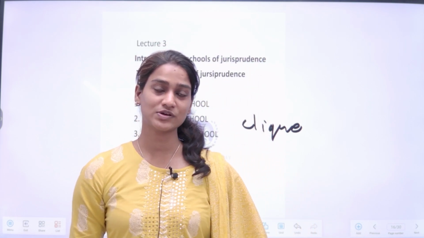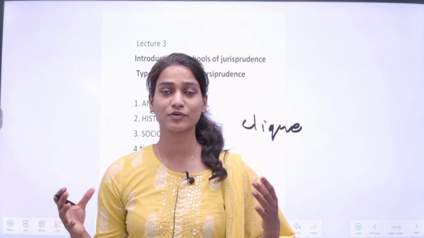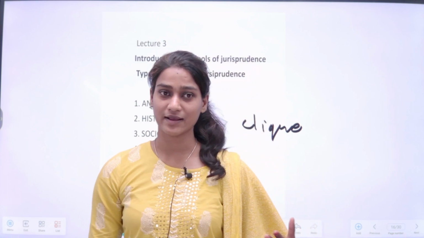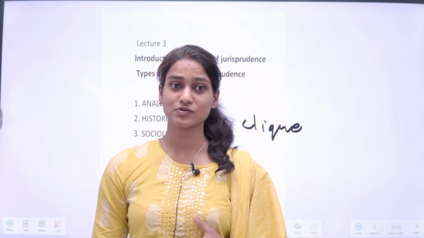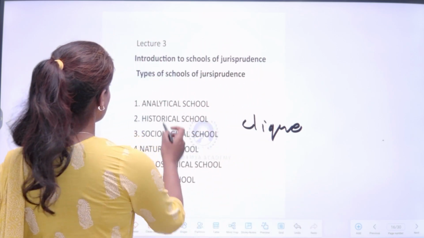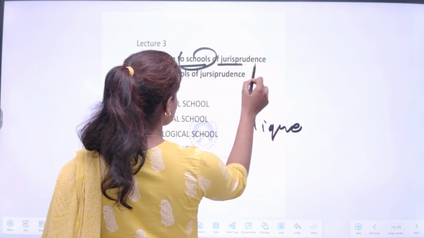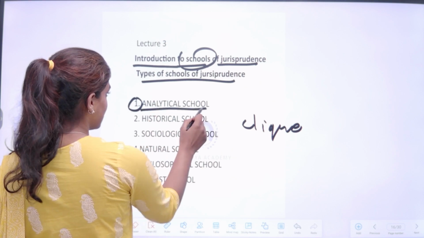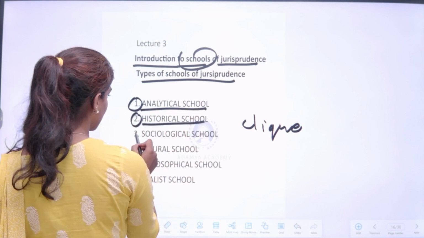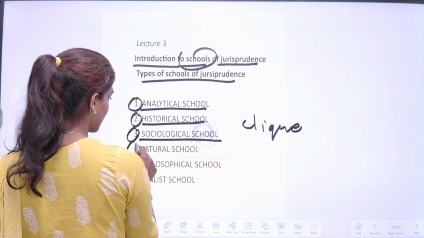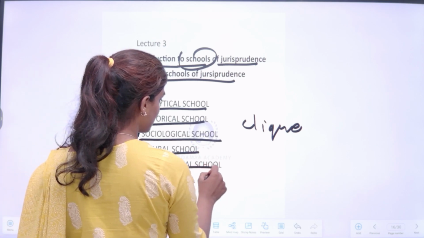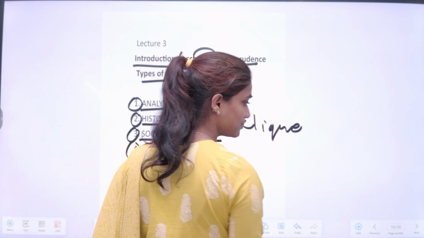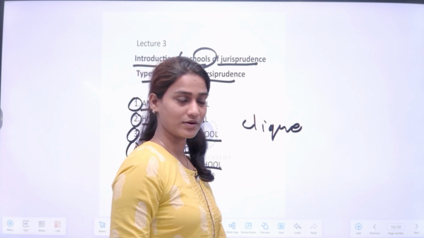Similarly, in jurisprudence also, there are various jurists who have grouped together based on the similarity in their views and what they think are the sources of jurisprudence. So, the introduction to schools of jurisprudence is what we will look into. First, analytical school; second, historical school; third, sociological school; fourth, natural school; fifth, philosophical school; sixth, realistic school. We will look into them one by one.